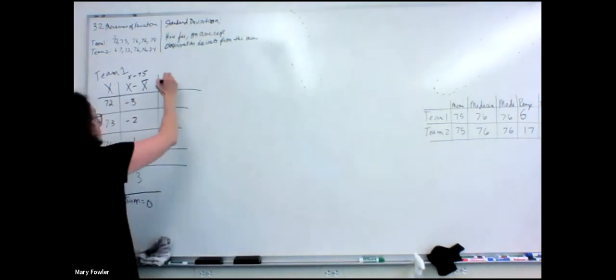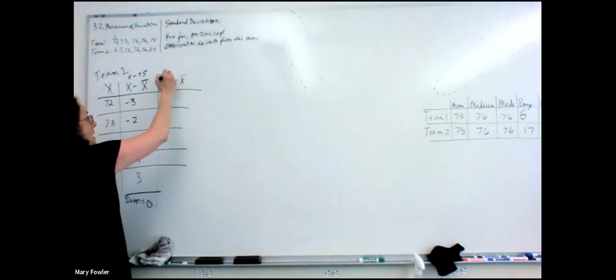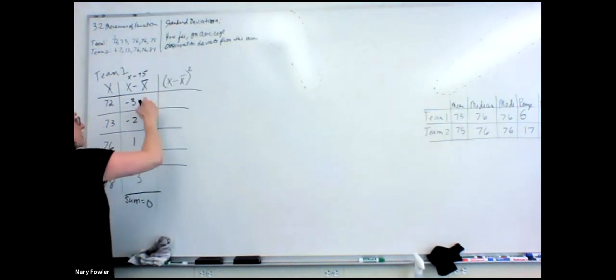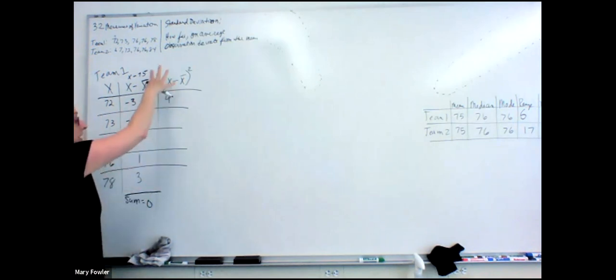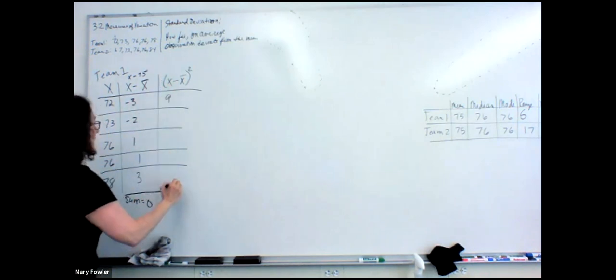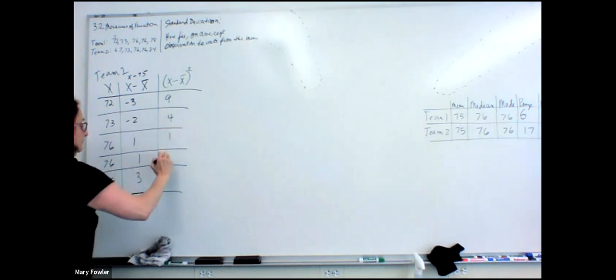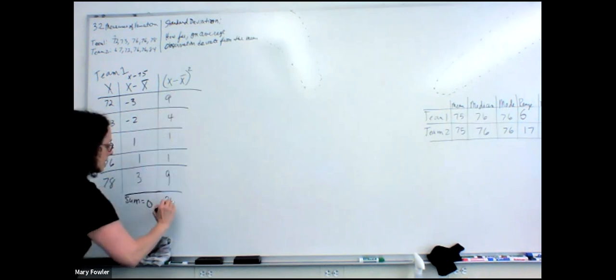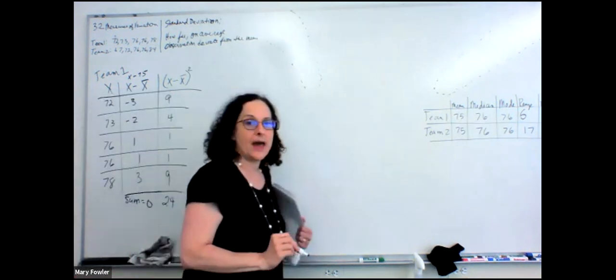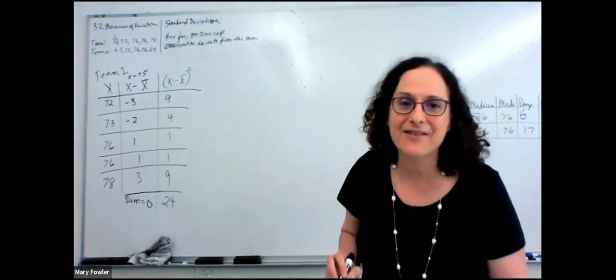So let's go ahead, and what we want to do here is square each of these. So minus 3 times minus 3 is 9. Everything in this right column should be positive. Then we get 9 and 4, 1, 1, and 9, 24. Okay, so now we have to take some kind of average.